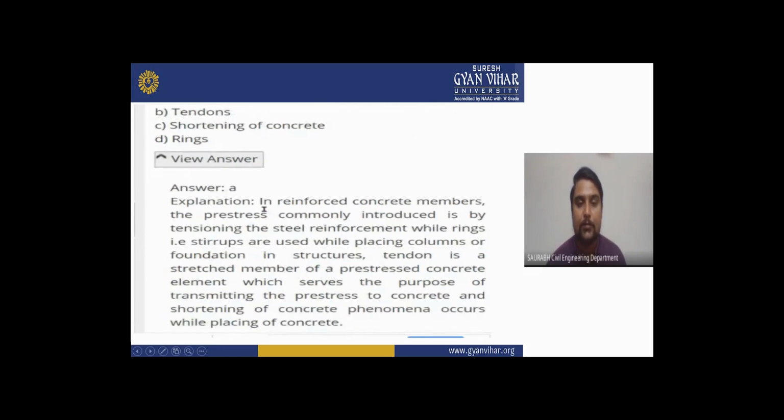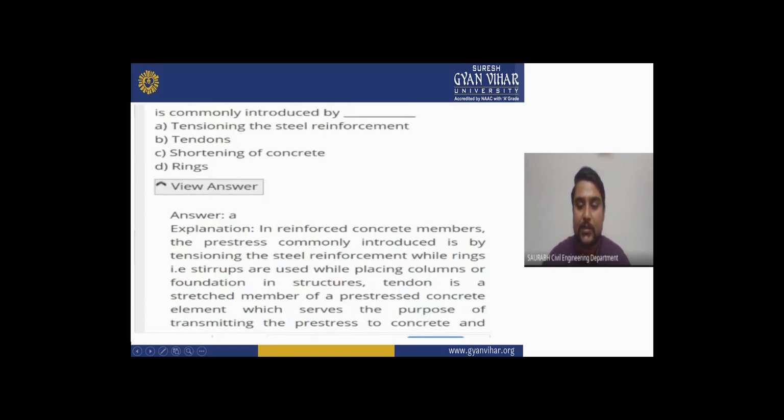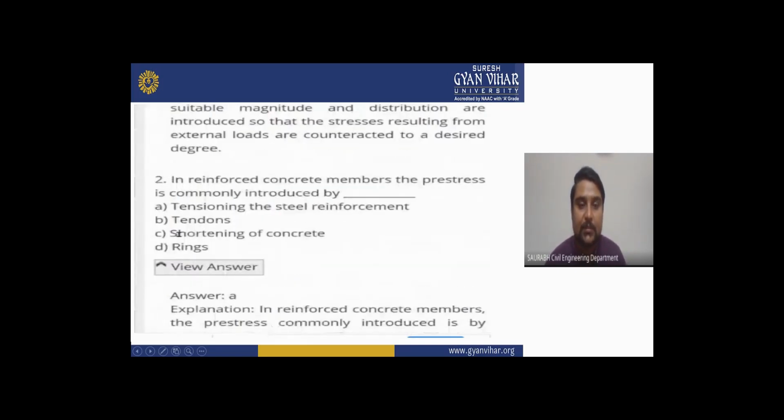And here in reinforced concrete member, the pre-stressing is commonly introduced by the tensioning of steel reinforcement, while rings and stirrups are used while placing a column or foundation in a structure. Tendon is a stressed member of pre-stressed concrete element which serves the purpose of transmitting the pre-stress to the concrete, and shortening of the concrete occurs while pre-stressing. That's why right answer here will be C. That will be your right answer here.